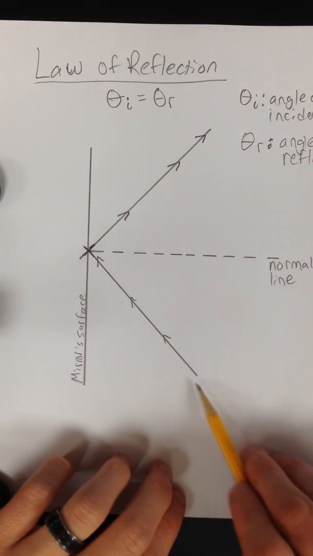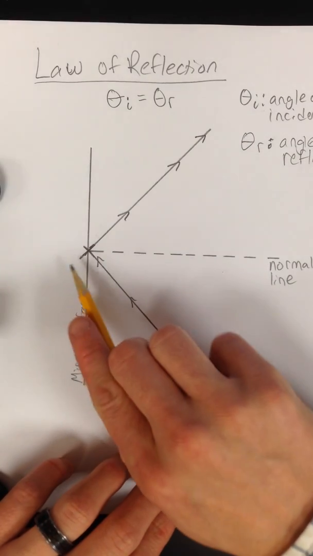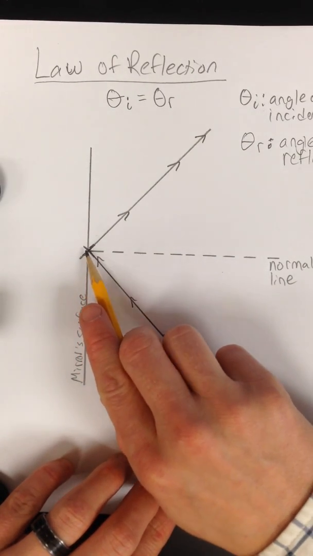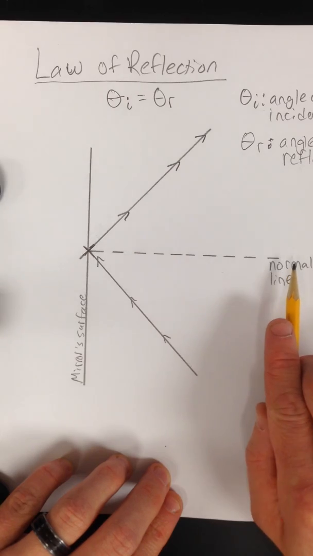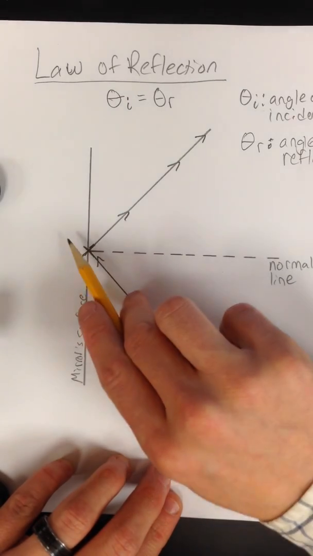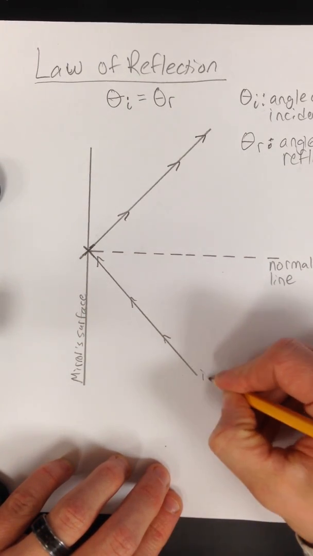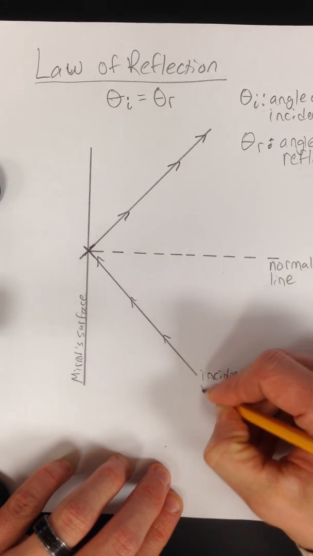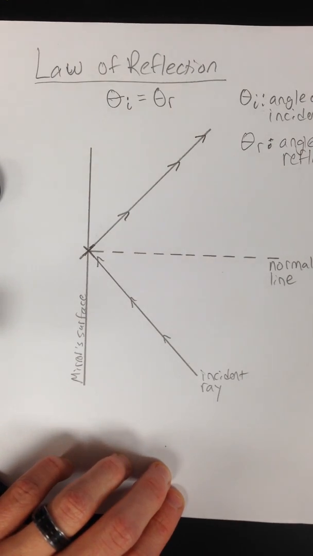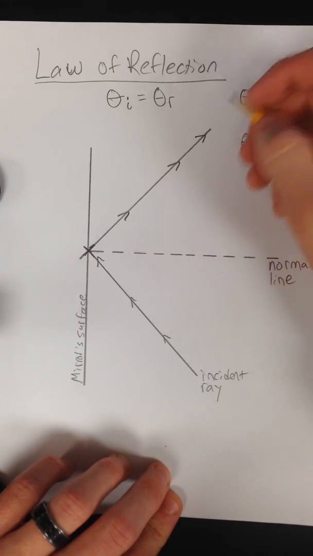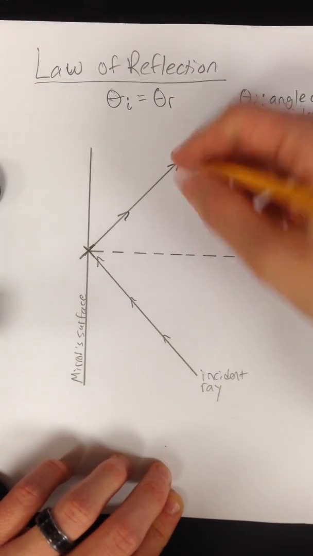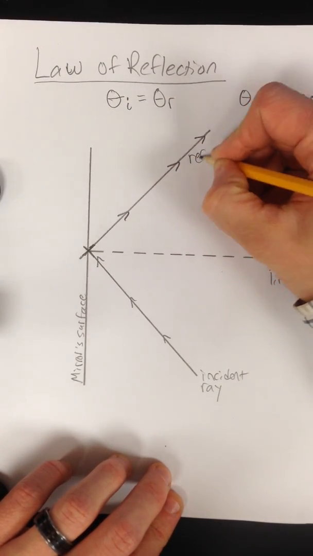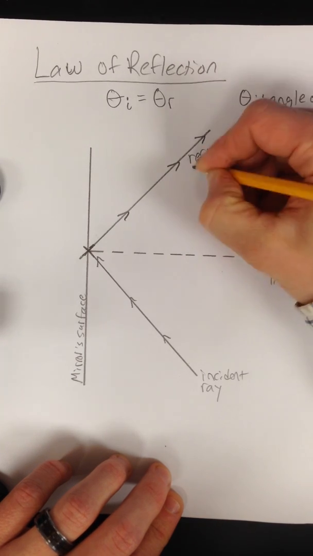So we can see we have two rays here. And where it hits, we draw our normal line. The first ray, the incoming ray, is called the incident ray. Incident is basically another word for incoming. And the reflected ray is the ray that leaves the mirror.